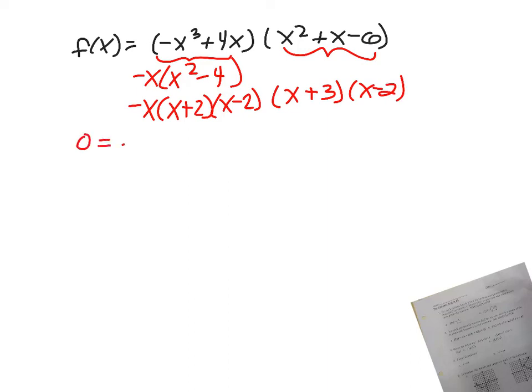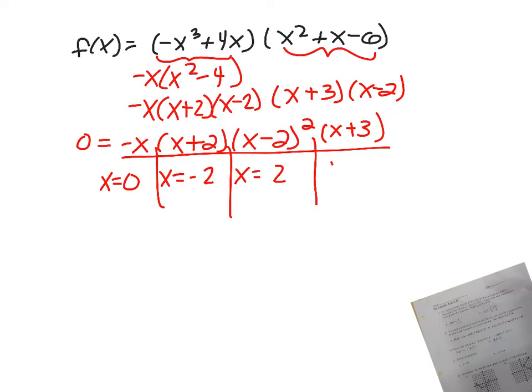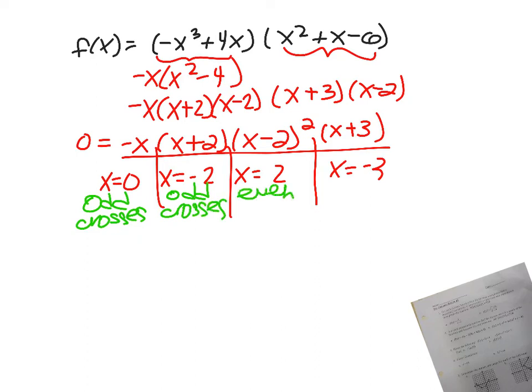All right, I'm going to find my zeros. I'm going to rewrite this. So it's a -x times x plus 2 times x minus 2 squared, because I have 2 of them, and x plus 3. All right, so my zeros are x equals 0, x equals negative 2, x equals 2, and x equals negative 3. So my multiplicity here is odd, it crosses. Multiplicity here is odd, crosses. Multiplicity here is even, tangent. Multiplicity here is odd, crosses.